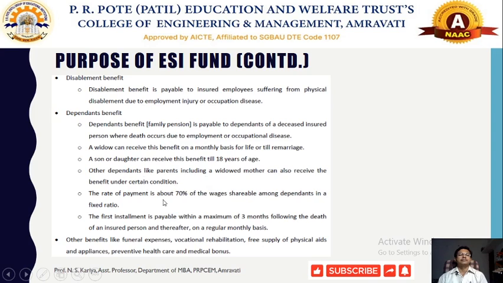The rate of payment for providing this disablement benefit would be 70% of the wages, which should be shared among the dependents in a fixed ratio, and the other 30% will be kept fixed as a provident fund. That particular form of dependent benefit can be obtained within a maximum of 3 months by any insured person who has claimed that insurance.